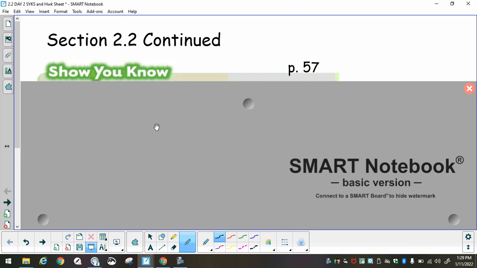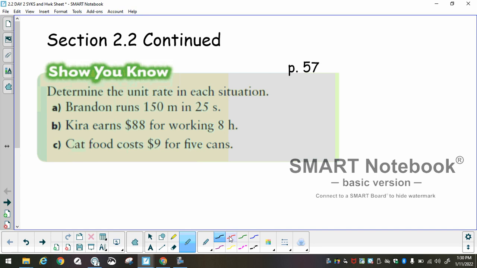What is a rate? Do you remember what a rate is? A rate is when we compare two quantities that are measured in different units, and that is different from a ratio. Remember, a ratio is where we compared quantities of the same units. So today we're looking at rates again.